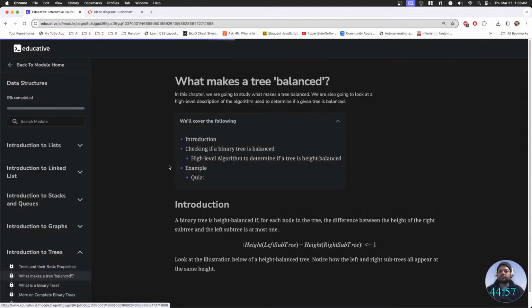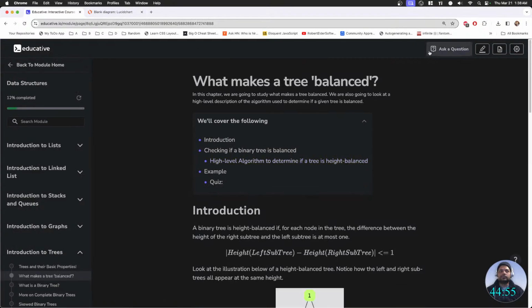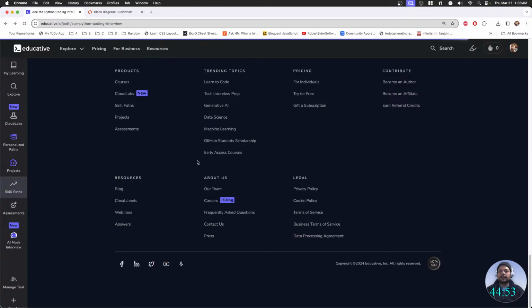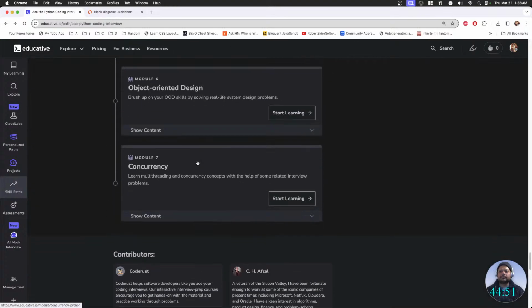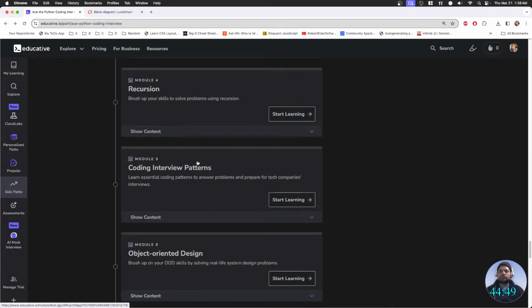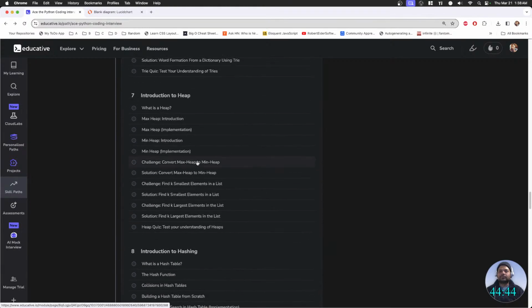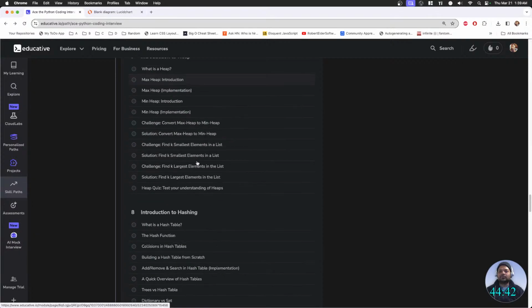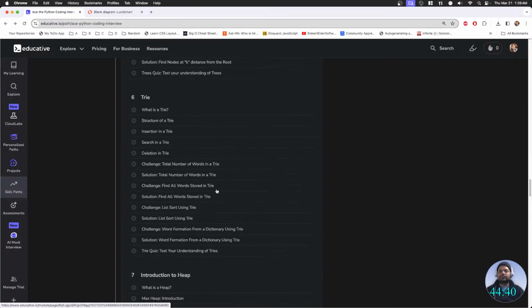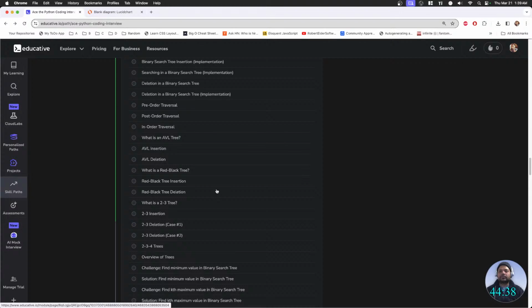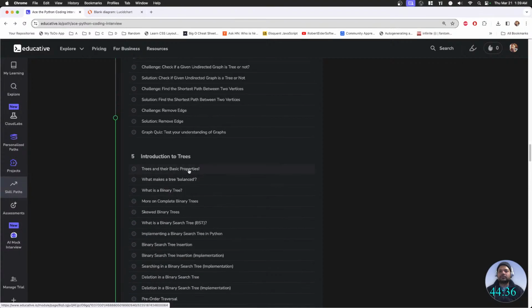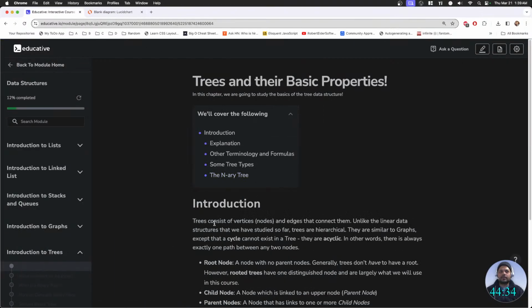Introduction to trees. Oops, my bad. Where are we? Hashing. Alright, so coming up in the future, we're going to cover hashing, heap, tree, and tree. This is the introduction, trees and their basics.